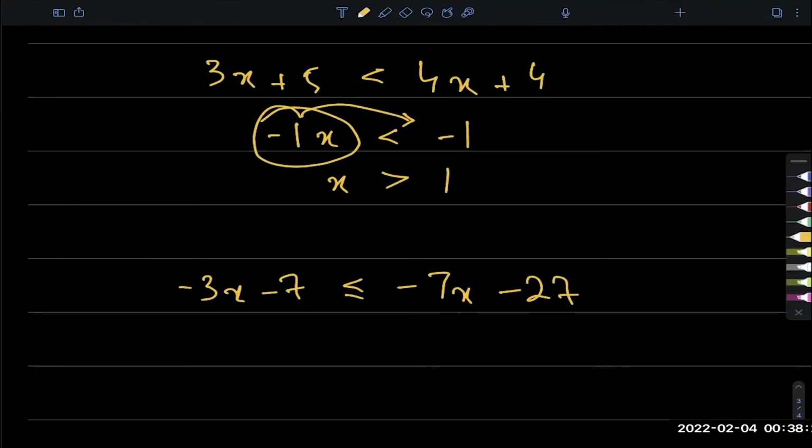So this becomes 4x is less than or equal to 34 minus... no, minus 20. Because when the 7 comes here, it's also going to change its sign. 4x is less than or equal to minus 20. Then 20 divided by 4, then flip the sign.